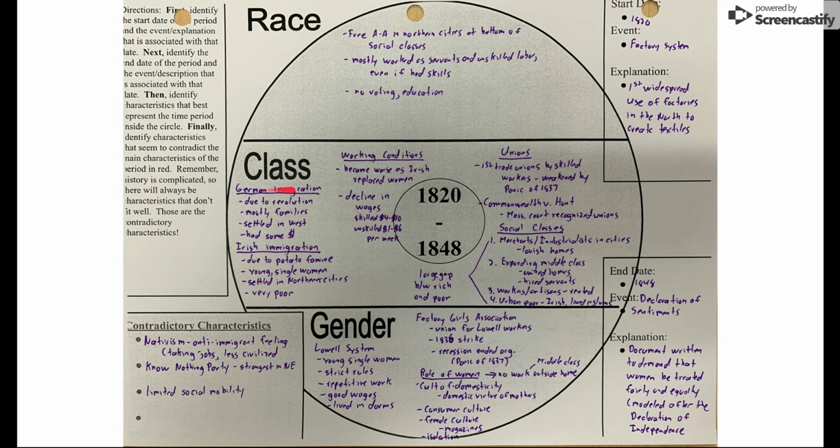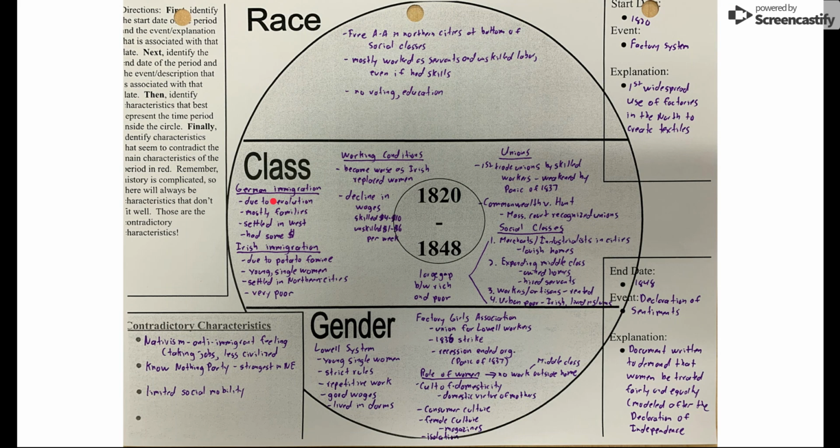Next, we have class. There are a lot of things happening regarding class in this time period. First of all, we have to talk about immigration and who is coming and the social class of those people that are coming. In this time period, you have two main types of immigration. We have German immigration and Irish immigration. That accounted for the majority of immigration during this time period.